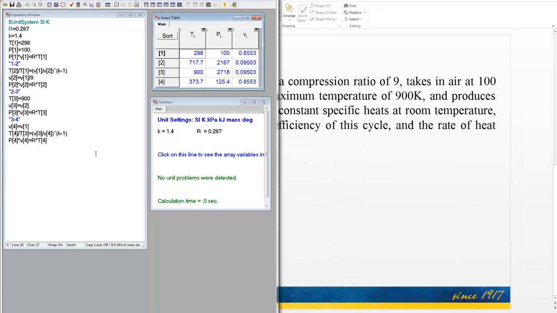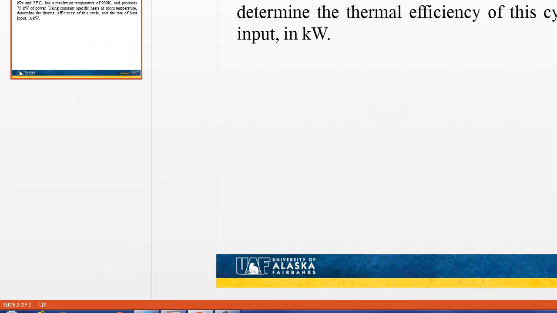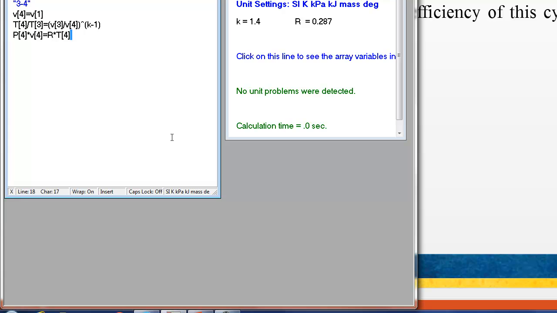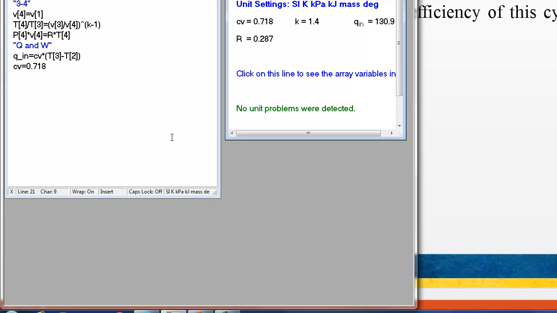Let's go back and look at what the problem asked for: the thermal efficiency and the rate of heat input. To determine the efficiency, we need to know the rate that heat goes in and out, so we'll do some Q's and W's. The heat input is step 2 to 3, so Q in is equal to the heat capacity times T3 minus T2. I have to specify the heat capacity, CV, which is 0.718.